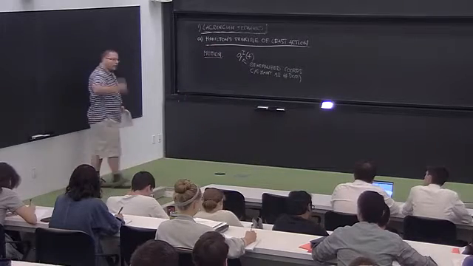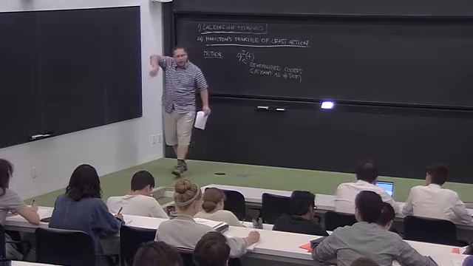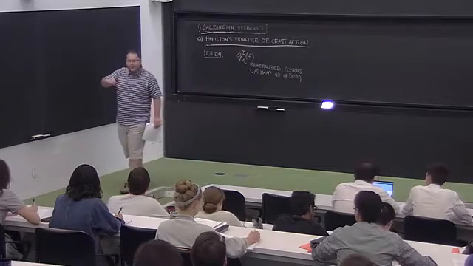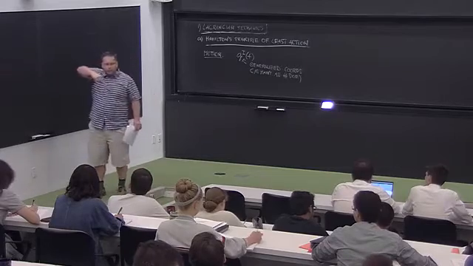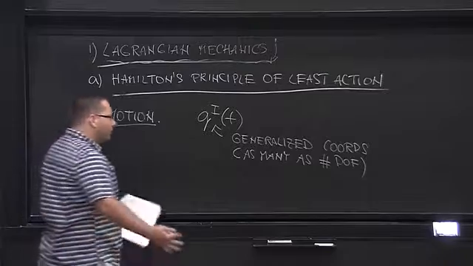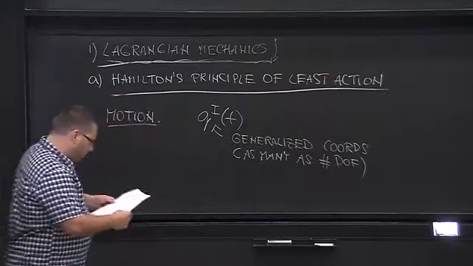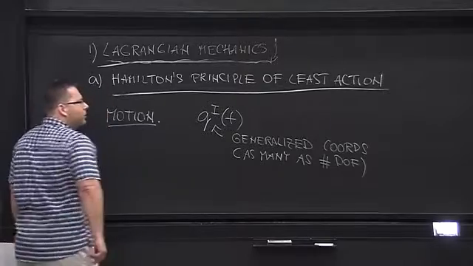And in the end, you will have constraints. So for example, if I use x and y here, I am always constrained that x squared plus y squared equals the length of the pendulum L squared. Then I have a constraint, and I have to deal with this constraint. Okay, so that's how we describe the motion.